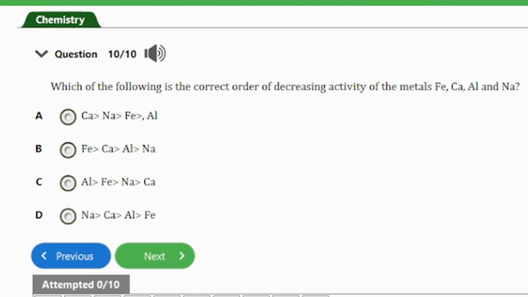According to their order of decreasing activity, the correct option here is option D. We'll have sodium first, then calcium, then aluminium, and then finally iron. So that will be that for this video, and this is where we end the video for today.